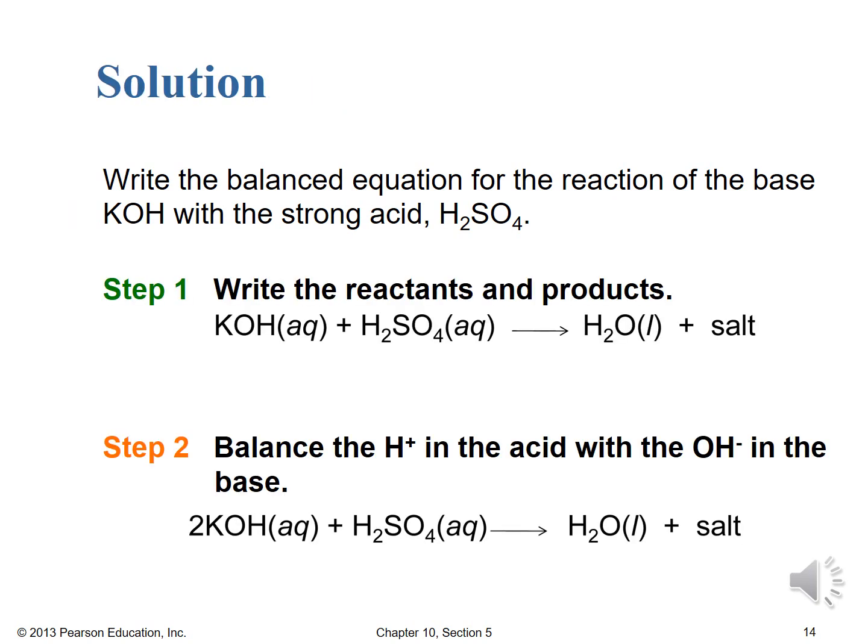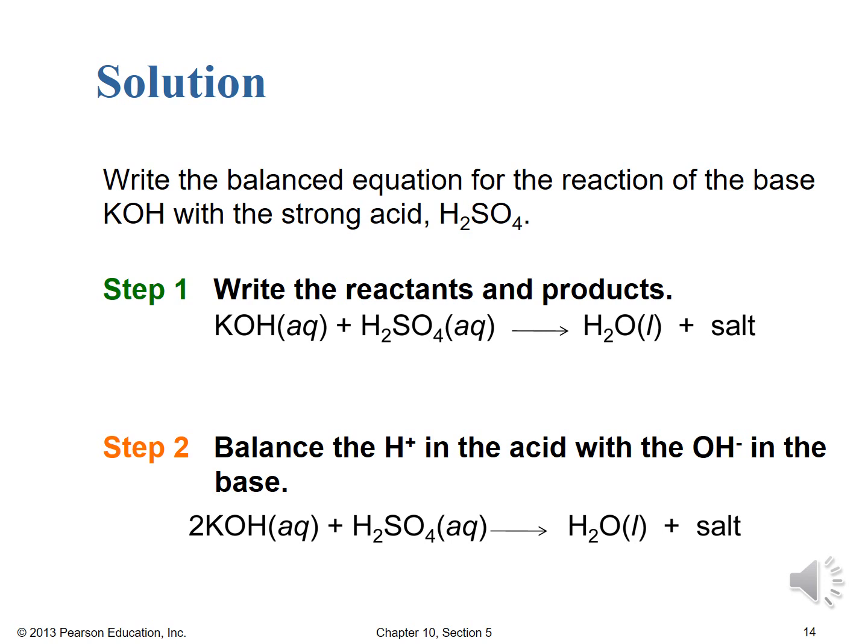All right, I'm sure you're eager to check your work, but let's go ahead and see how we would do this step by step. So first we're going to write the reactants and products. So potassium hydroxide plus sulfuric acid, each of them in the aqueous phase, yields liquid water plus our salt, our unknown salt at this point.